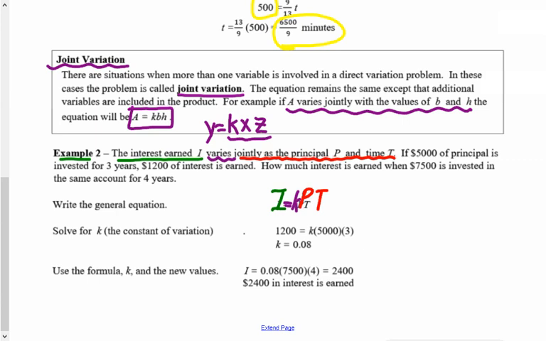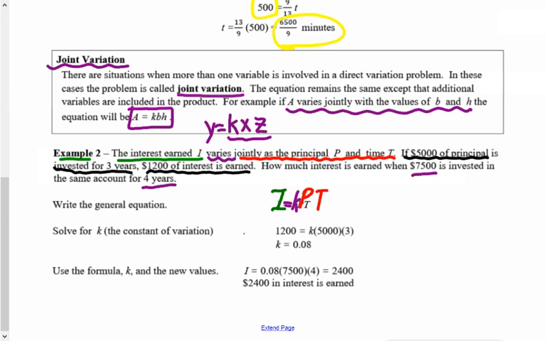All right, what else did they tell us? They tell us that if $5,000 of principal is invested for 3 years, then $1,200 of interest is earned. And we're supposed to find out how much interest is earned in a new situation when $7,500 is invested in the same account for 4 years.